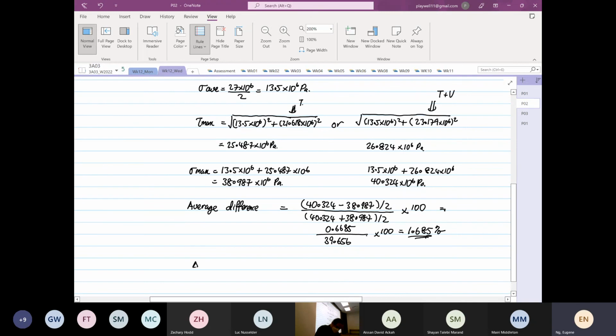Okay. Or if you want to look at the difference in magnitude, not as a percentage, the difference is equal to 40.324 minus 38.987, which is a 1.337 megapascal difference. Relative to the maximum of 38.987 without the shear force. Okay. So it's very small. You can see it's small. So that's why we can ignore it, due to the maximum.